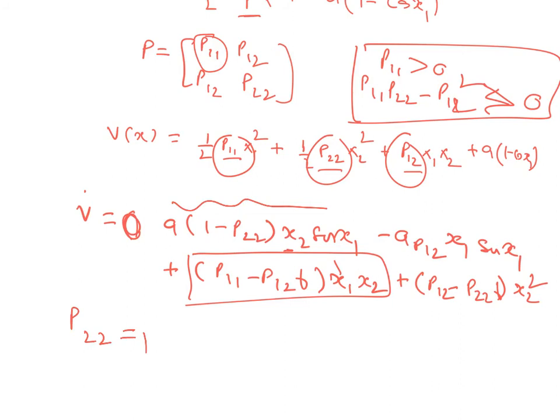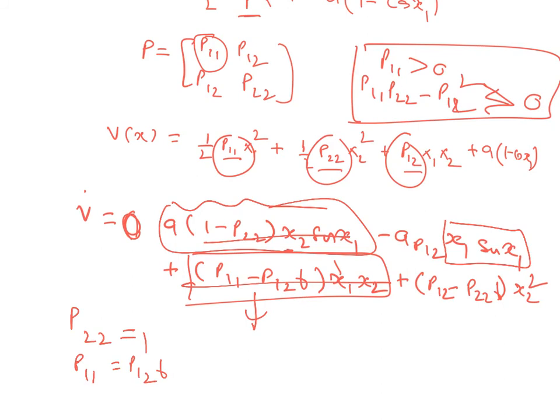So p22 equals to 1, right? What happens? This goes away. Having said that, you can choose p11 equals to p12b, and you can get rid of this too. Now we have to remain with good terms, right? x1 sine x1 is always positive, so that's good. That means as long as p12 is greater than 0, then we are good. What is the objective? We want to show that V dot is always negative, except at the origin. That is our goal, right? So we choose p22 equals to 1, get rid of this term. p11 equals to p12b, we get rid of this term.